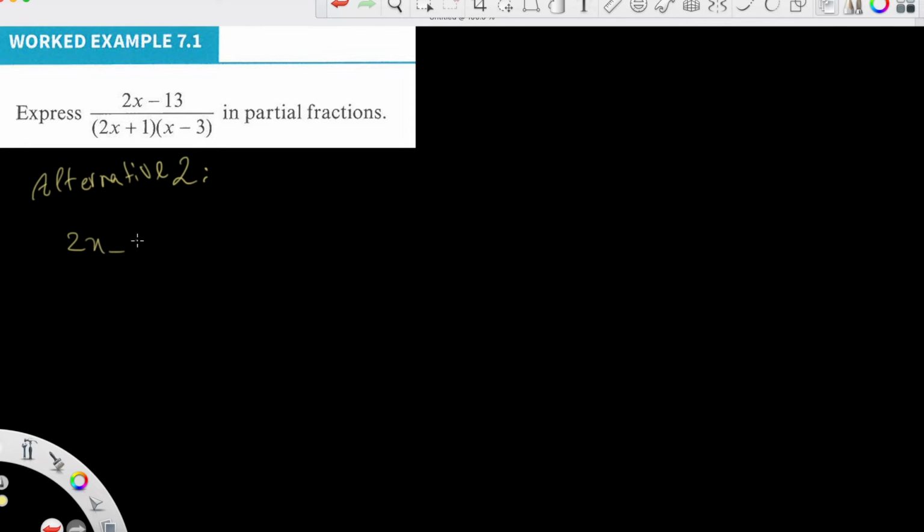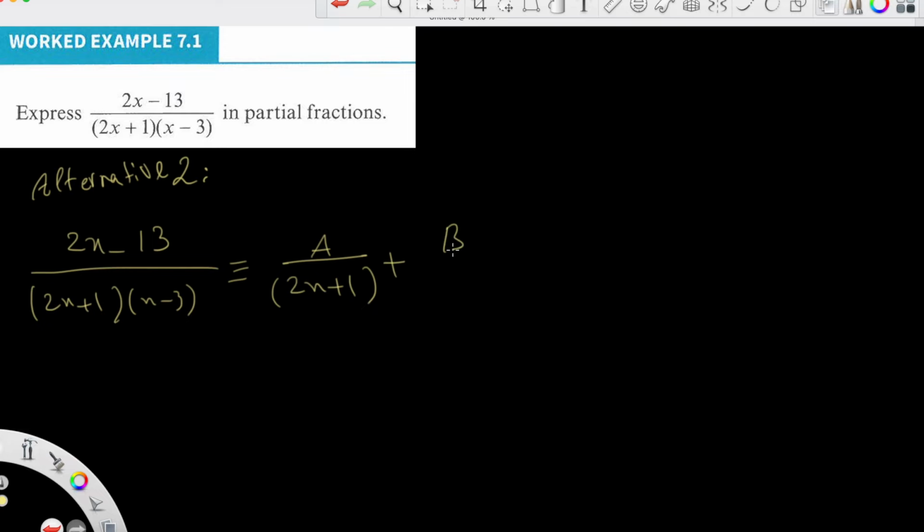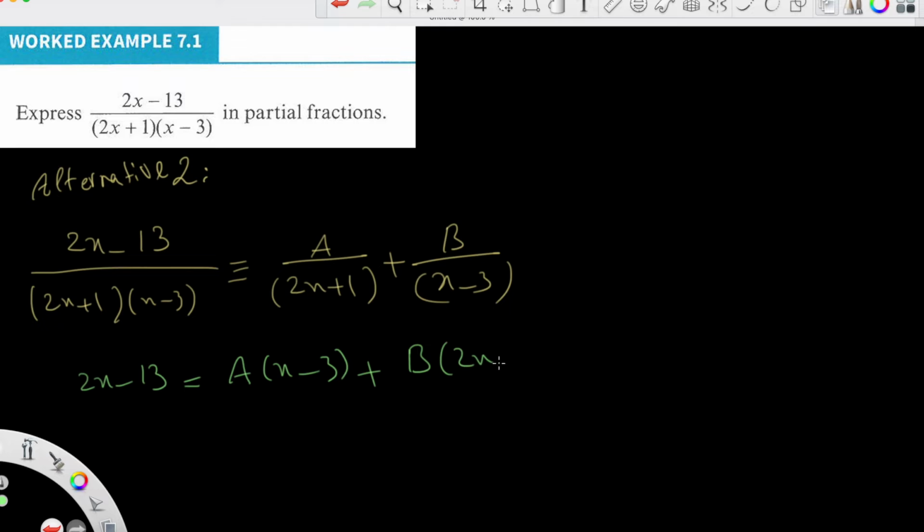So again I write this proper fraction, (2x - 13) over (2x + 1)(x - 3), is to be written as A over (2x + 1) plus B over (x - 3). And as you get a common denominator, the denominators would be the same on the left and the right hand side. So then it will become 2x - 13 is equal to, this fraction is to be multiplied by x - 3, so it will be A times (x - 3) plus, this fraction is to be multiplied by 2x + 1, so B times (2x + 1).